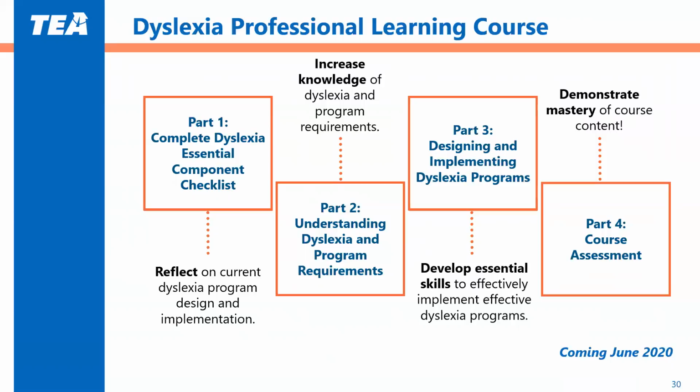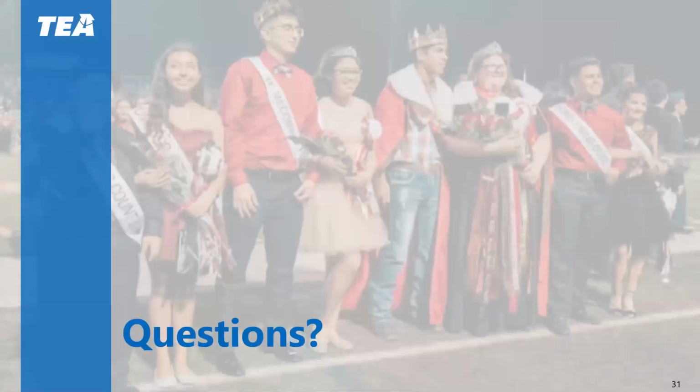Part 3, Designing and Implementing Dyslexia Programs, will focus on building essential skills necessary to effectively implement dyslexia programming. And finally, in Part 4, Course Assessment, you'll have an opportunity to demonstrate your mastery of the course content. As mentioned earlier, we anticipate that the release of this course will be June of 2020. We will now take a moment to respond to some questions.